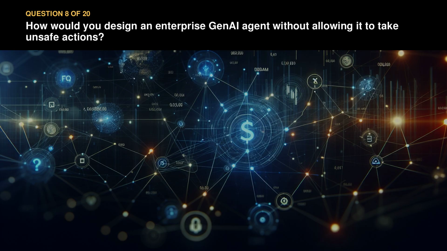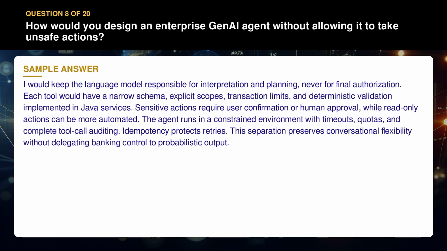Question 8. How would you design an enterprise GenAI agent without allowing it to take unsafe actions? I would keep the language model responsible for interpretation and planning, never for final authorization. Each tool would have a narrow schema, explicit scopes, transaction limits, and deterministic validation implemented in Java services.